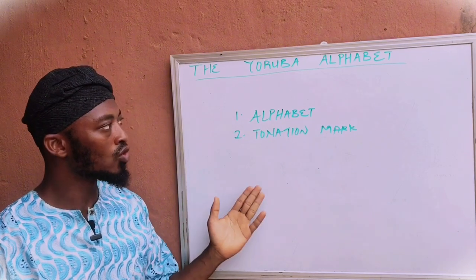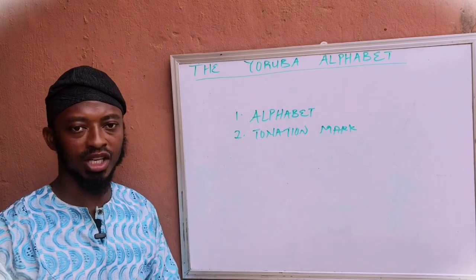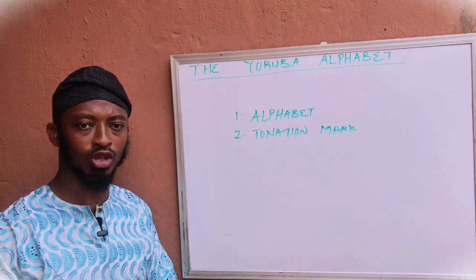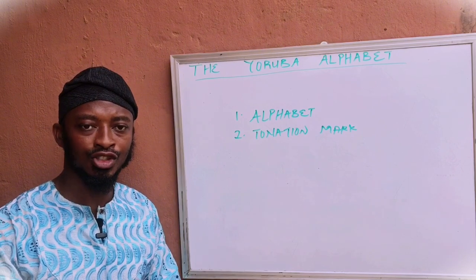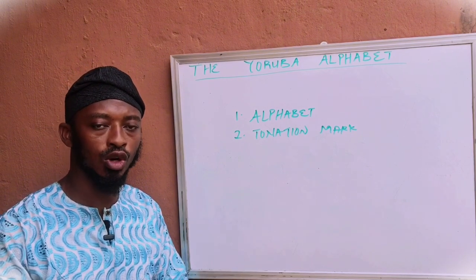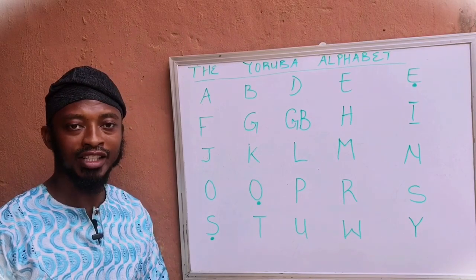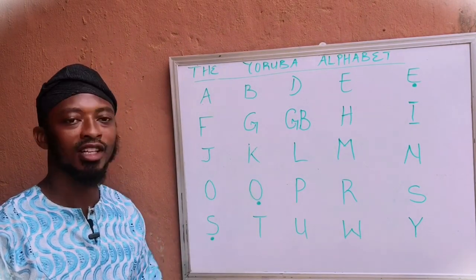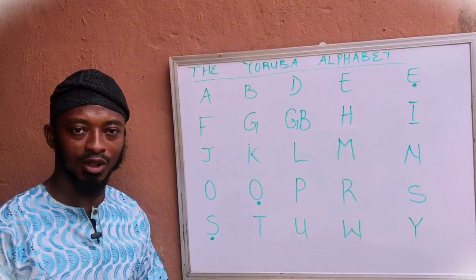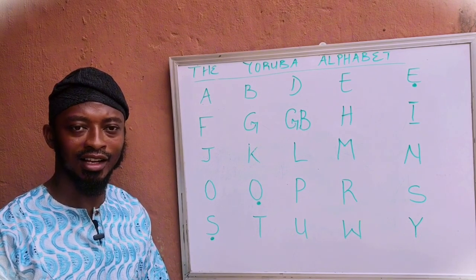So, in today's lesson, we're going to be taking a look at the Yoruba alphabet. It's not going to take much of our time, so let's just get straight to that. Here we have the Yoruba alphabet on the board, and it's quite easy and simple.